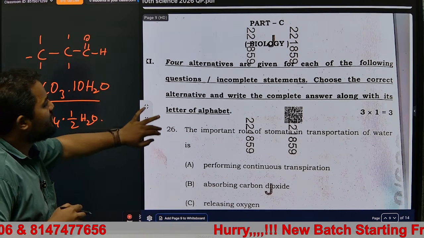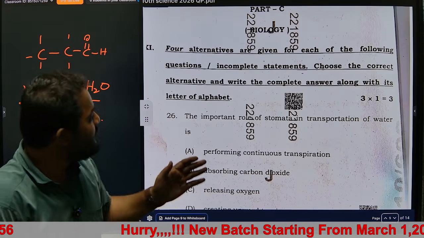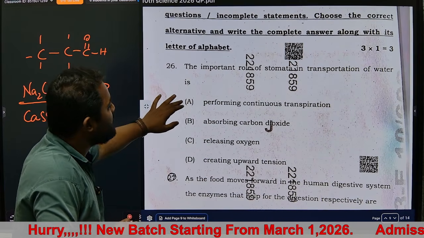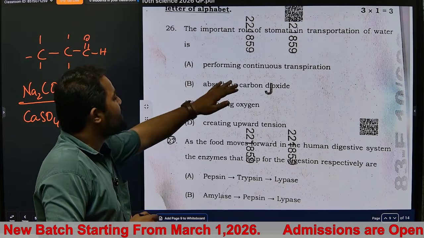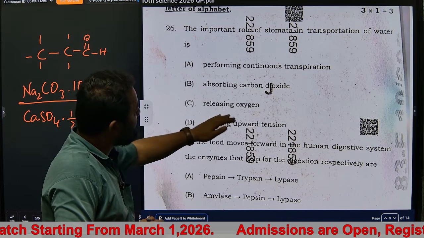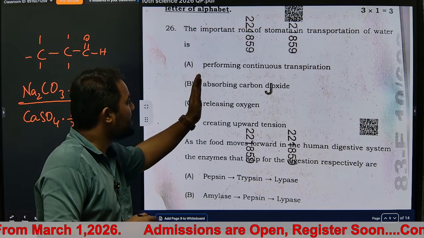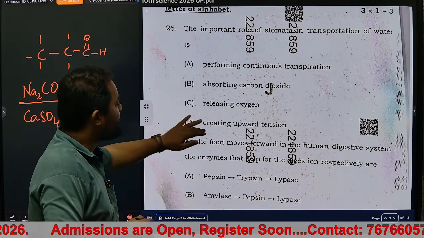now we are moving to the biology part. Most of the students are having the doubts regarding the biology part only. See, the important role of stomata in the transportation of water is, the performing the continuous transpiration is also there, but the creating upward tension is also there. The answer will be obviously creating upward tension, because the continuous transpiration will not take place. Creating the upward tension, it will be the answer.